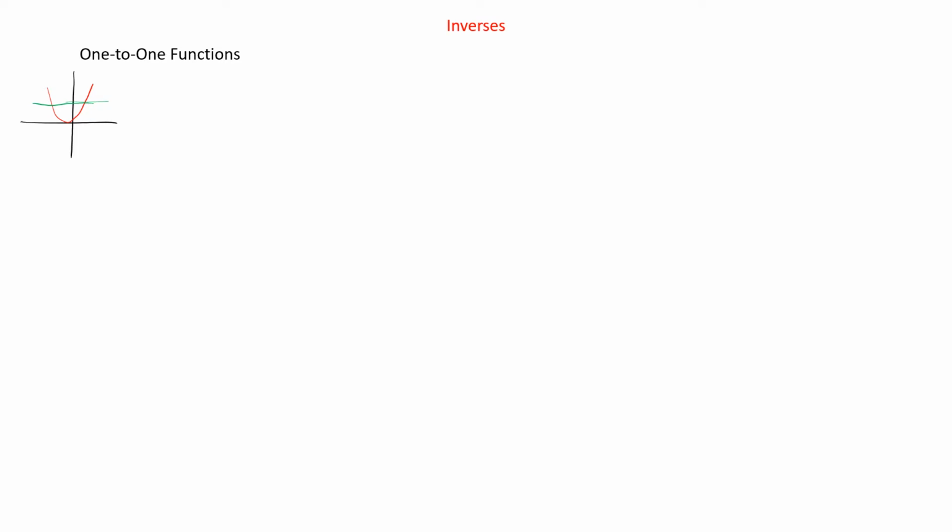So what could work? A cubic function could work as long as it doesn't have any big humps where it goes up and then back down, then back up again. So this would be one-to-one. It is a function, and its inverse will also be a function.